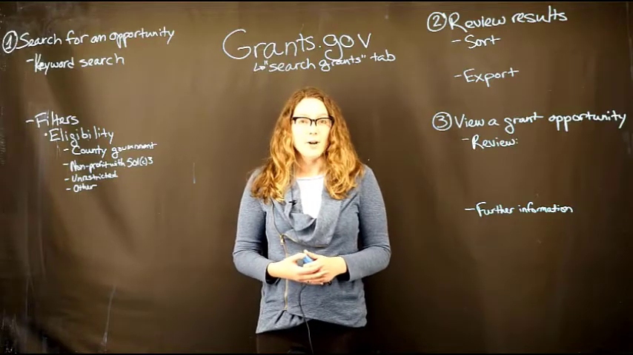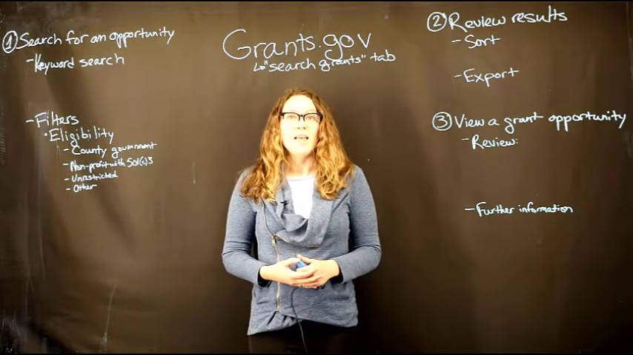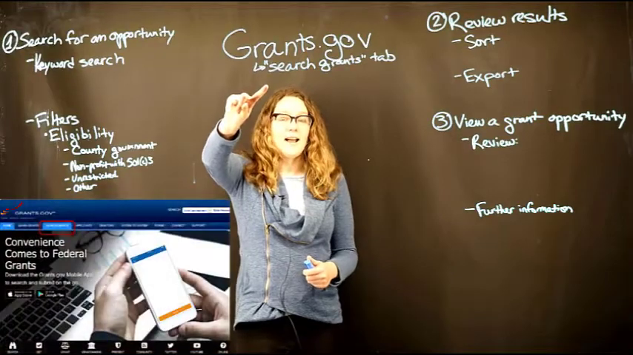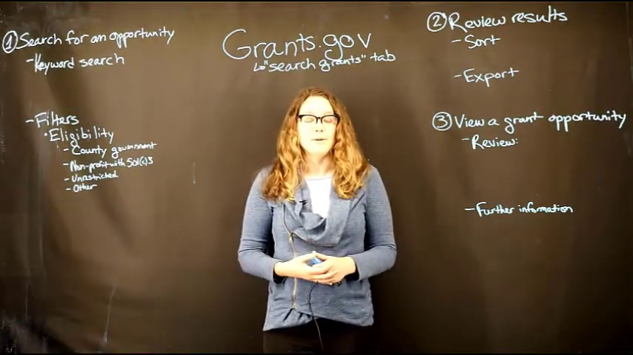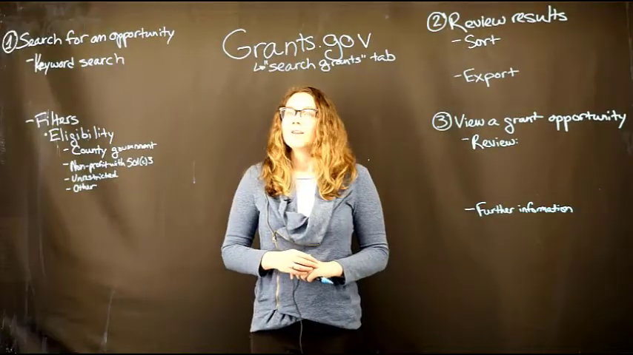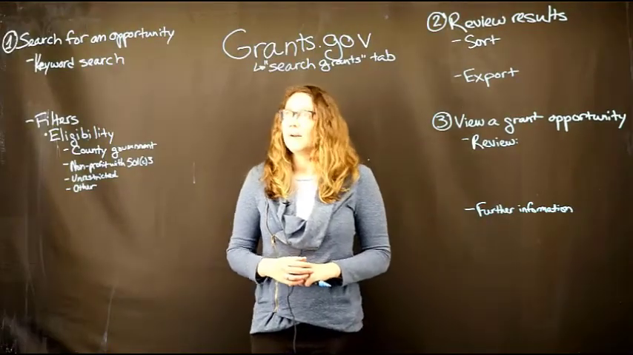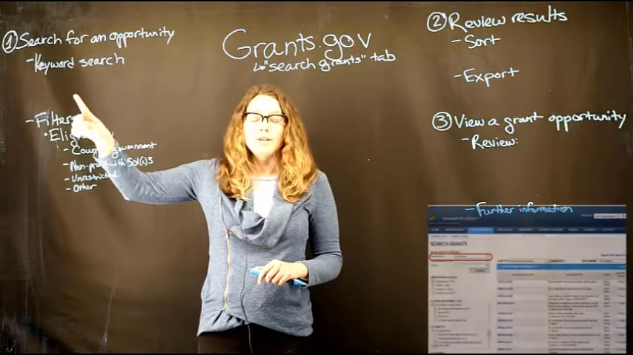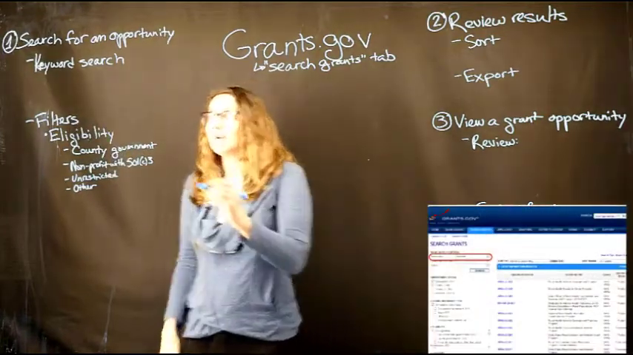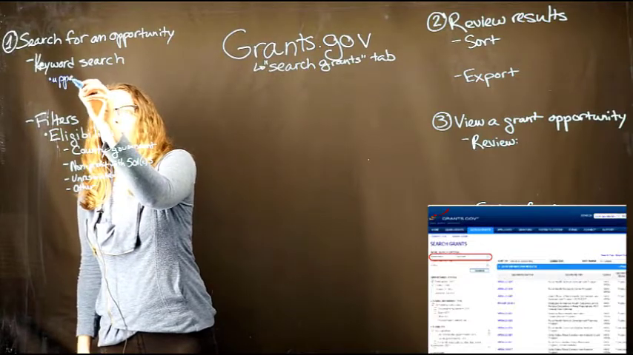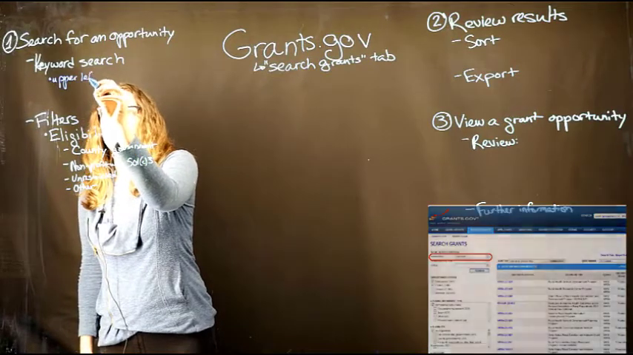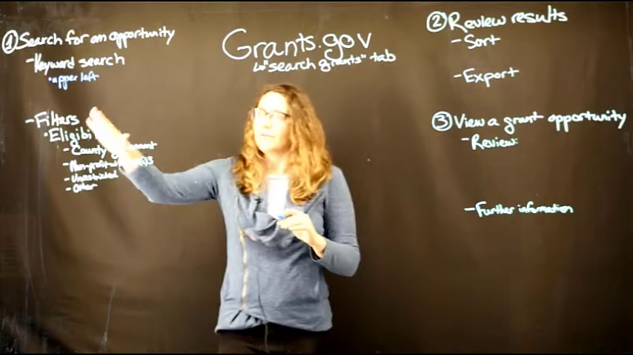The first thing you're going to want to do when you go to Grants.gov is to go to the Search Grants tab. This is where you'll find the database to look for funding opportunities. When you get to the Search Grants tab, you're going to want to do the keyword search first. The keyword search bar can be found in the upper left corner of the screen, at the very top of all the filter section.